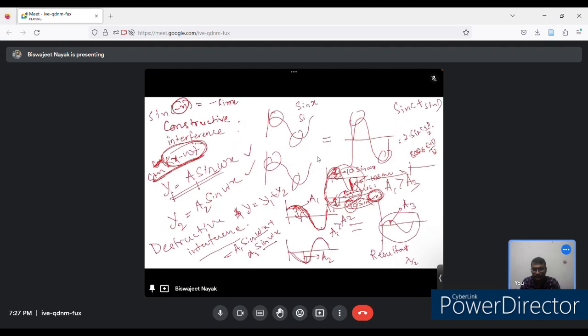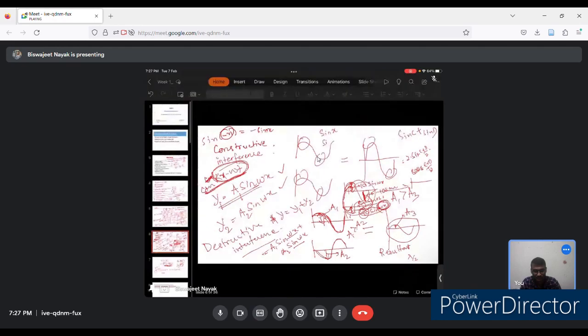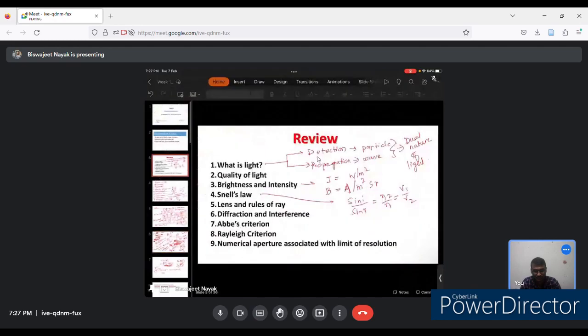Then he was explaining Abbe's criterion for lenses. To form an image, at least two diffracted beams should enter the objective lens and combine to form the image plane. This Abbe criterion basically tells us about the resolution, and the Abbe diffraction limit determines the spot size to which a light beam can be focused.